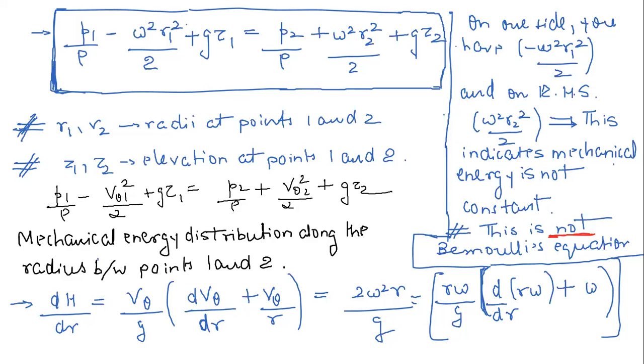On one side it is minus V theta 1 square by 2, and on the very other side, an interesting thing, it is plus. Now you observe here that on one side this is a minus term, and on the other side this is a positive term. So you have to keep in mind that this is not Bernoulli's equation.